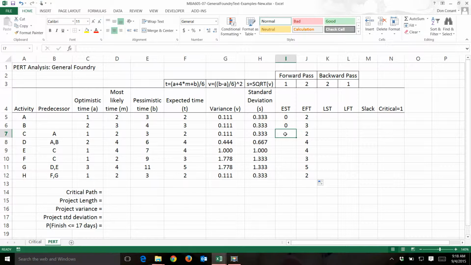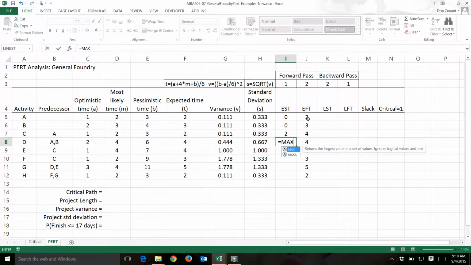Activity C is preceded by activity A. So the earliest start time for activity C is the earliest finish time for activity A. Activity D is preceded by activities A and B. In the forward pass, we use max. Both activities have to be completed before activity D can start. So we take the max of activities A and B.